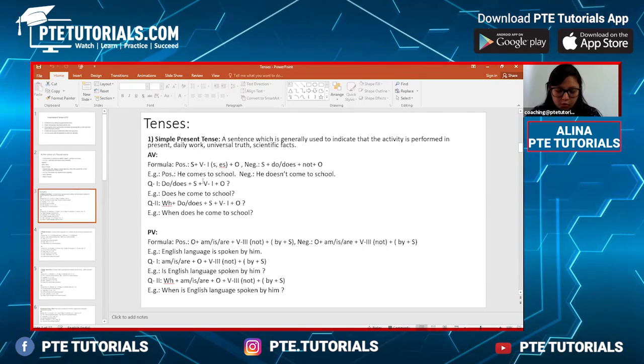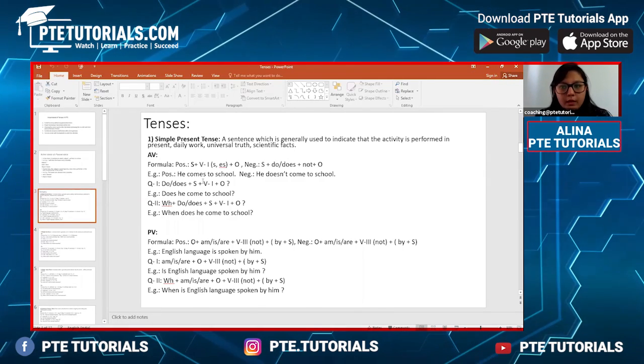In simple present tense we will just use verb 1. So the format will be subject plus verb 1, with s/es, plus object. The s/es depends upon the singular or plural noun we have used, or the subject we have used. Over here the sentence is: he comes to school. He is doing the activity of coming to the school. So come is my verb, school is my object, subject is he.